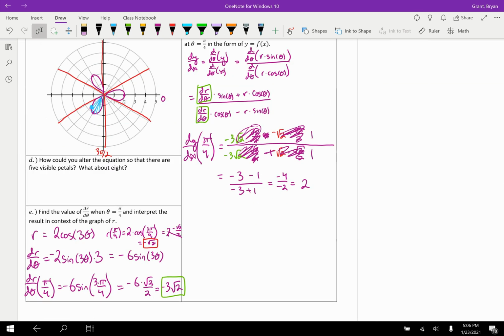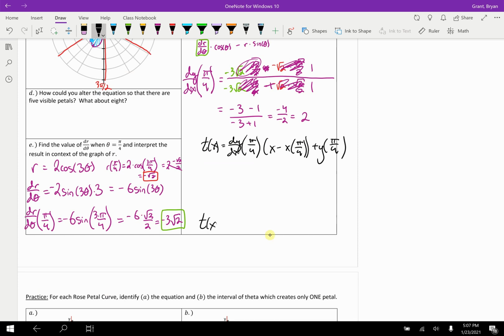But then we still actually need the tangent line. So our tangent line is going to be found by doing dy dx evaluated at pi over 4 times x minus the x value at pi over 4 plus y of pi over 4. Whew. Okay, let's fill some of this in. We already just found that dy dx was just a nice positive slope of 2. That was cool. But I think these two, x of pi over 4, maybe we remember that x is r times the cosine of theta.